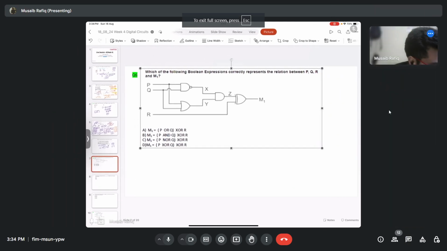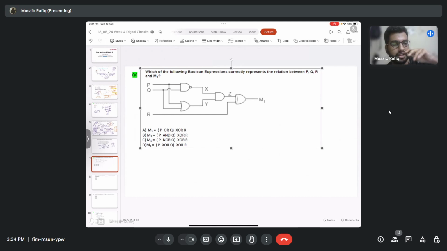This question says, which of the following Boolean expressions correctly represents the relation between P, Q, R and M1? So you need to find out the relation between M1 and PQR. You can solve and type in your answer. Just type the option, no need to type the complete answer. Once you are done, I'll show you the solution afterwards.